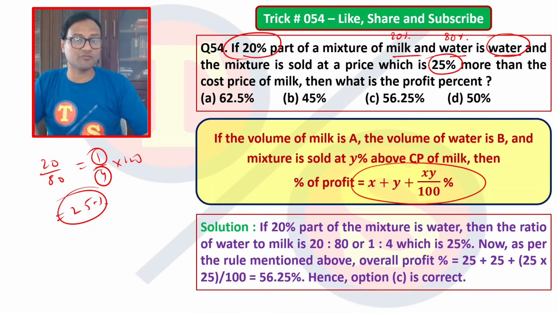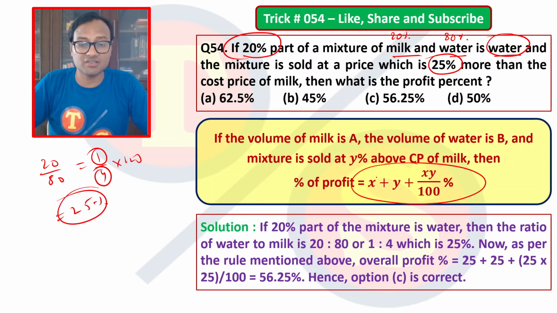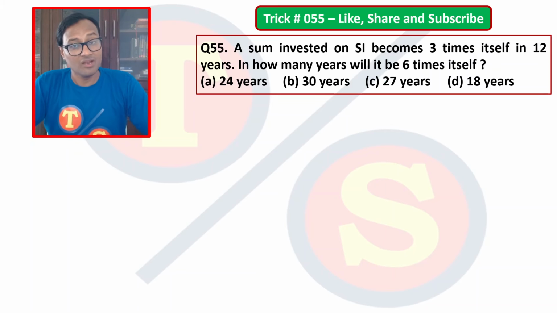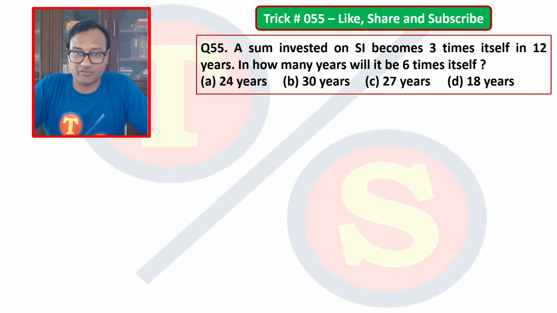So there are two profits of 25% each and they are successive in nature. So basically an overall profit of 56.25% will happen. Now, the concept of SI, simple interest.